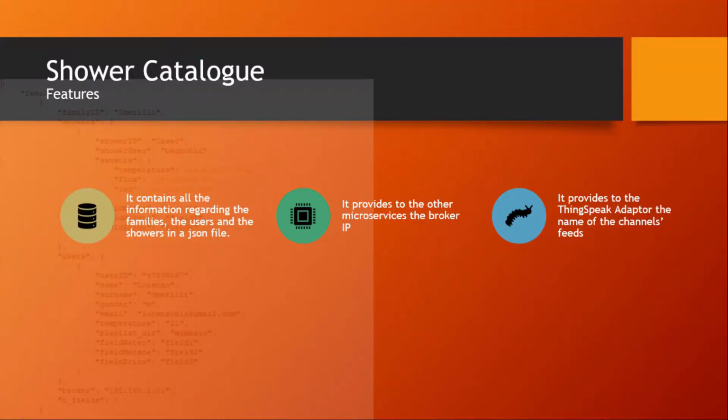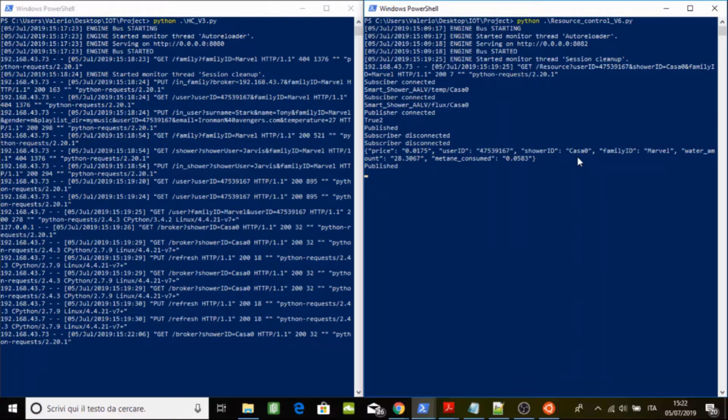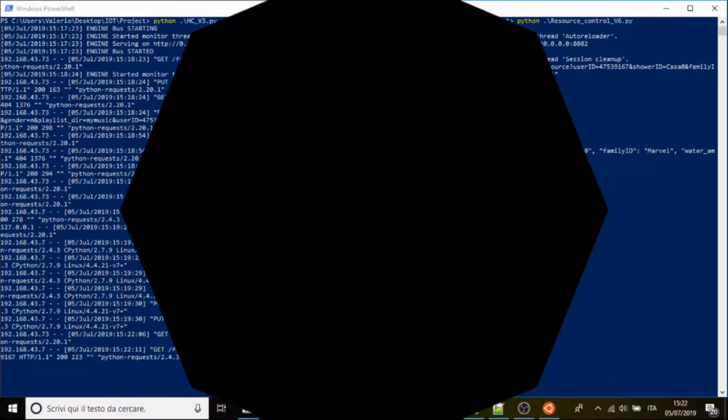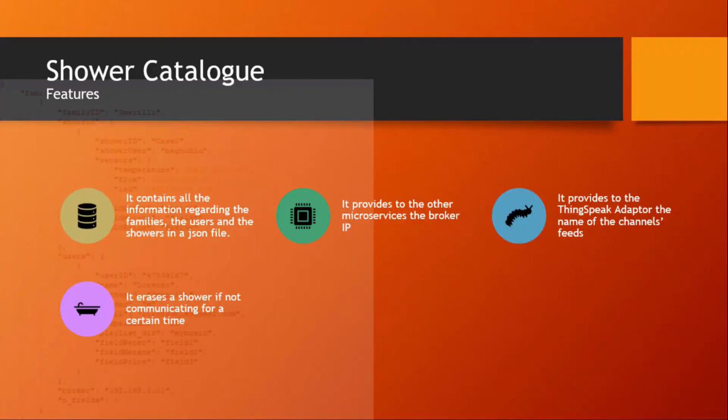When creating a shower or a user, the shower catalog creates the feed names that are then sent to the ThingSpeak Freeboard adapter to draw the consumption graph. At the end of the shower, the ThingSpeak adapter will request the catalog for the names of the fields, as can be seen from the video.